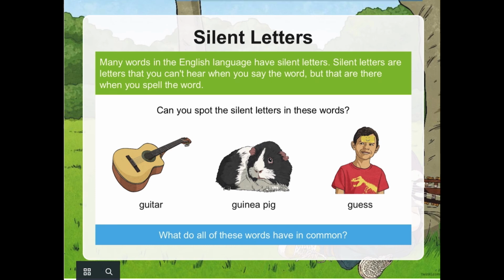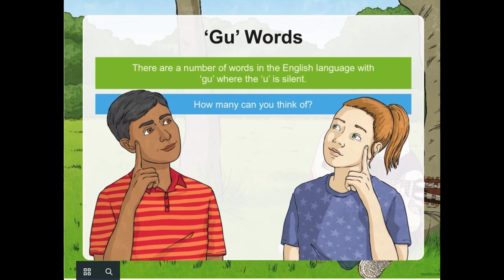Many words in the English language have silent letters. Silent letters are letters that you can't hear when you say the word, but that are there when you spell them. Can you spot the silent letters in these words? Guitar, guinea pig, guess. What do all of these words have in common? Yes, that's right. There are a number of words in the English language with GU where the U is silent.